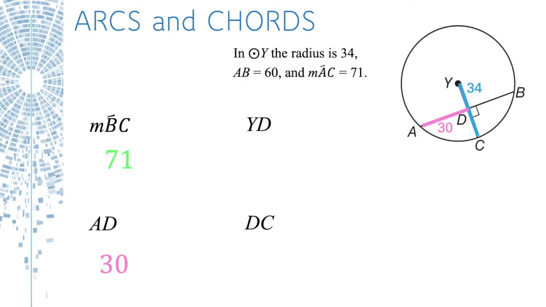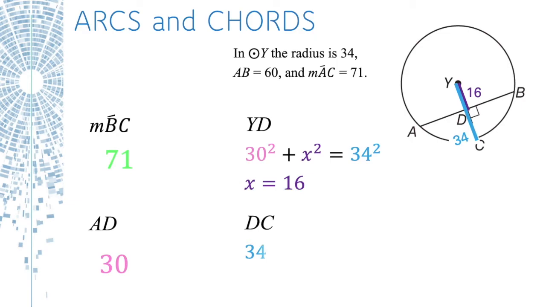Well, to find YD, let's move this radius over here. And you see I've created a right triangle where YD is the short side of the right triangle and 34, the radius, is the hypotenuse. So I can use the Pythagorean theorem to solve for that short side, and x equals 16. And then DC, the rest of the radius, is 34 minus 16, which is 18.